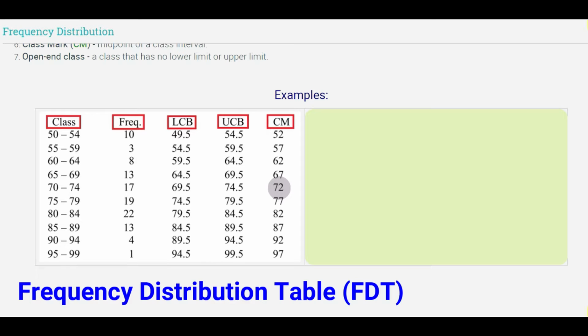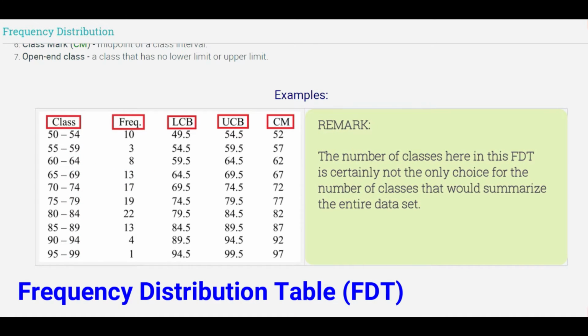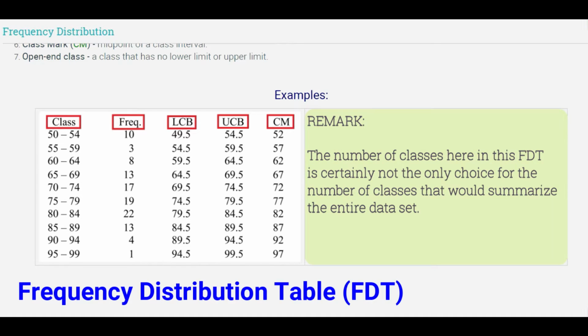A simple pattern is also observed here in the LCB and UCB columns. Notice that the values here in the LCB are lower class limits subtracted by 0.5. The same pattern is seen here in the UCB, only that upper class limits are added by 0.5. Take note that the number of classes here in this FDT is certainly not the only choice for the number of classes that would summarize the entire dataset.